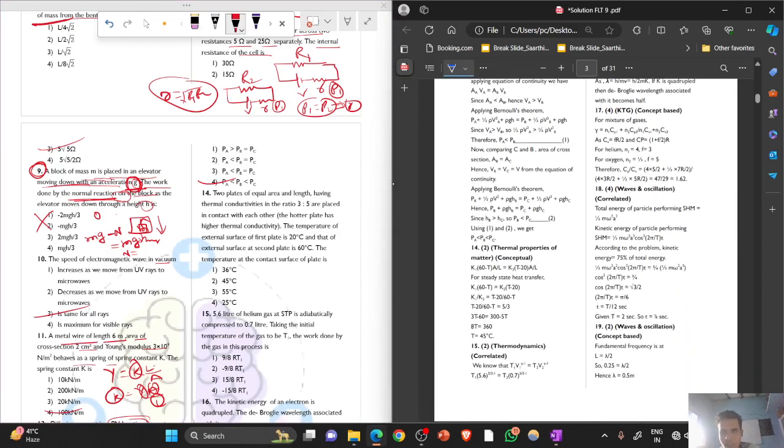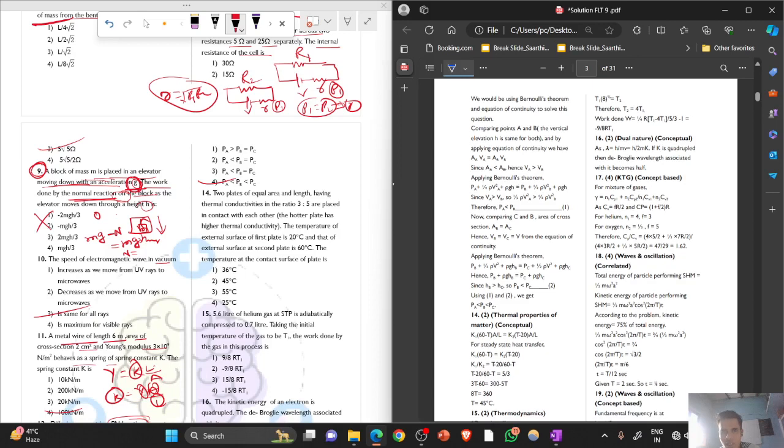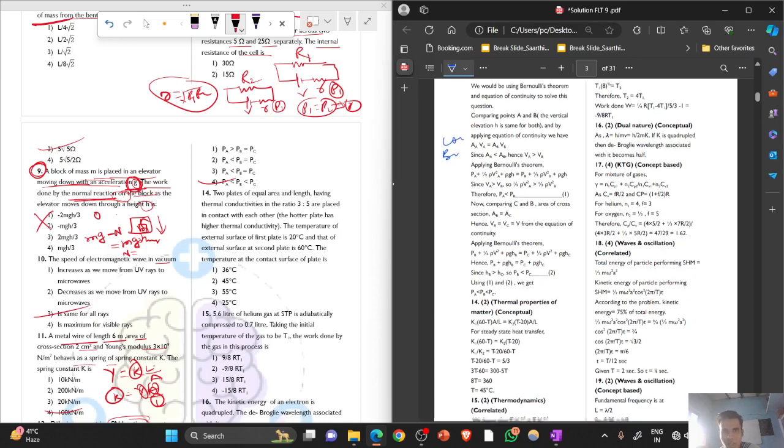You can see all the explanation here. I am just holding it out. You can read the explanation using the continuity equation and the Bernoulli equation. You can understand it simply here.